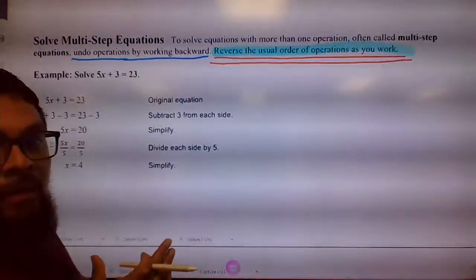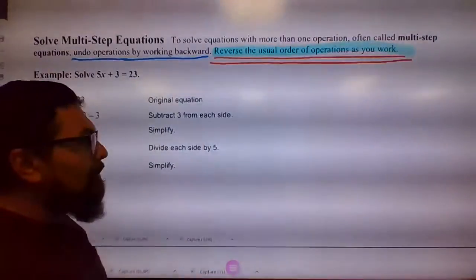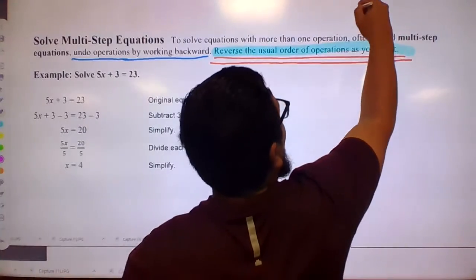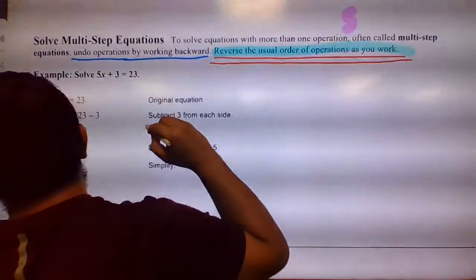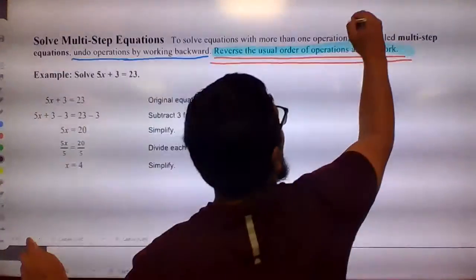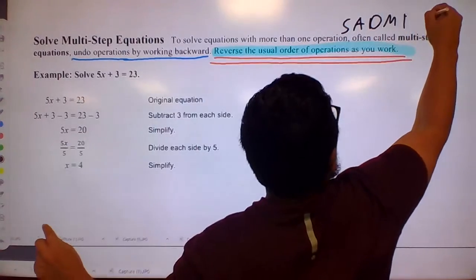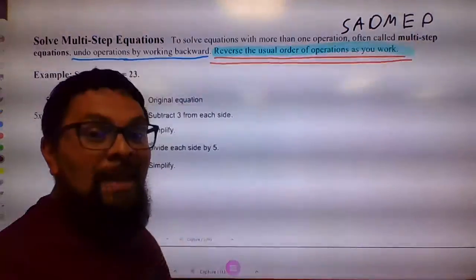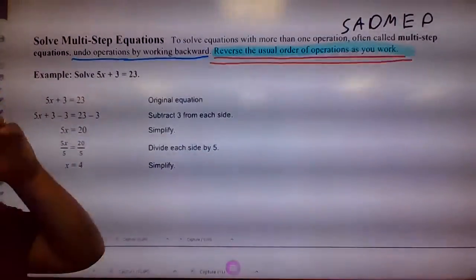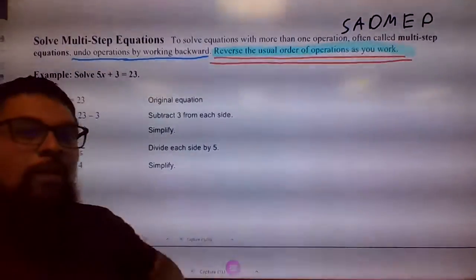Reverse the usual order of operations. So you have to use SADMEP, which is PEMDAS backwards. That's what we're going to use, okay? Let's go ahead and see how they solve this one. So this one is a multi-step equation. Multi-step because it takes more than one operation to do it.